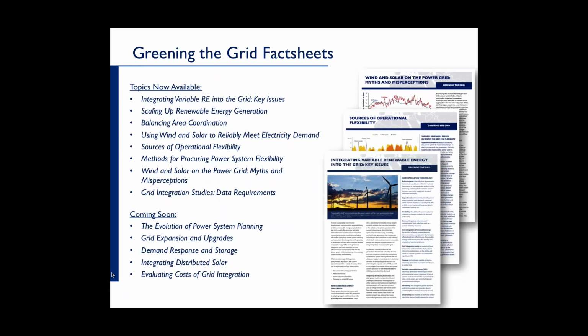One example of a resource that you'll find on the Greening the Grid website are short fact sheets on grid integration topics. NREL develops these fact sheets with a developing country audience in mind. Most are only 2 pages, so they're really intended to provide a high-level introduction to key grid integration issues, and those range from everything from target setting to balancing area coordination to data requirements for grid integration studies, and many of the other topics that Michael covered in his presentation. Several of these fact sheets are now available on the website, and more are coming in the coming months. The titles are all listed on the slide, and once complete, this collection will consist of about a dozen of these documents.